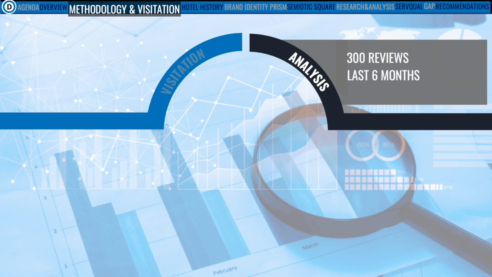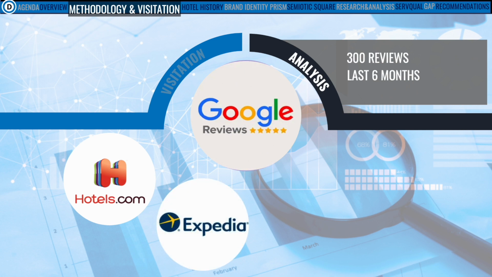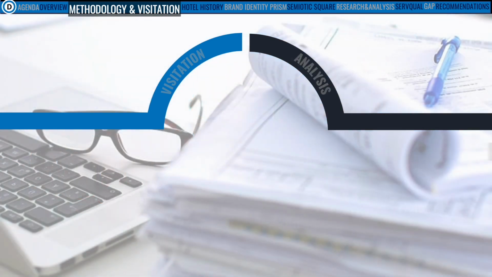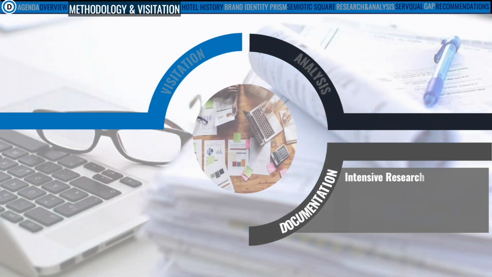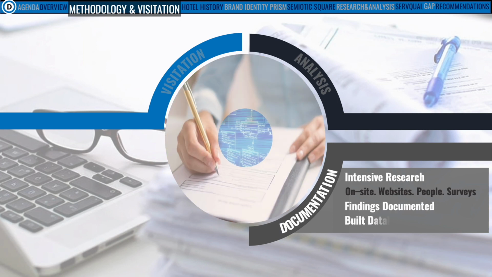We gathered 300 reviews from the last 6 months from Google Reviews, Hotels.com, Expedia, Booking.com, and TripAdvisor. Then we documented all the findings from on-site, website, people, and surveys, and built a database of reviews.